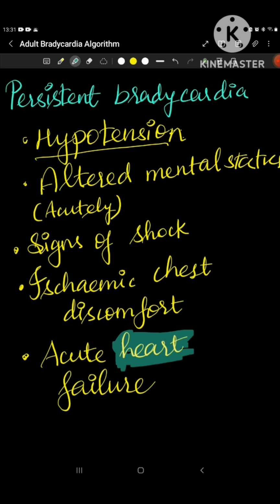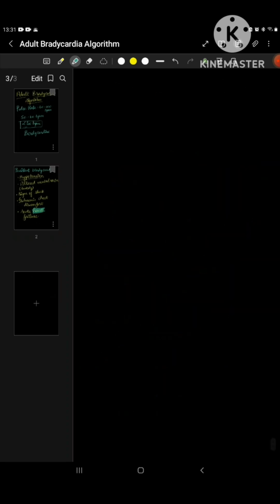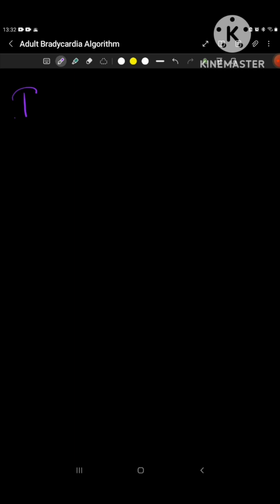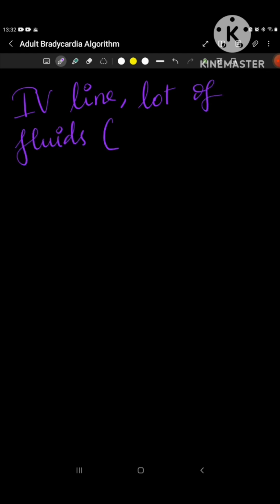Now, when a patient comes to you with bradycardia, also called bradyarrhythmia, what are you going to do? What I said in the beginning, what will we always think? We'll put an IV line and start them with a lot of fluids, provided the patient is in hypotension.